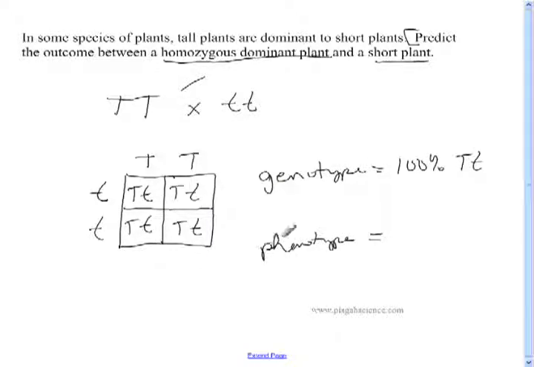Now, to do the phenotype is words. In this case, we're dealing with tall and short. Is this one tall or short? It's tall. Tall, tall, tall, because they all have a capital T, and T covers up the lowercase. So in this problem, 100% of your offspring are going to be tall. Okay? Let's move on to the next problem.